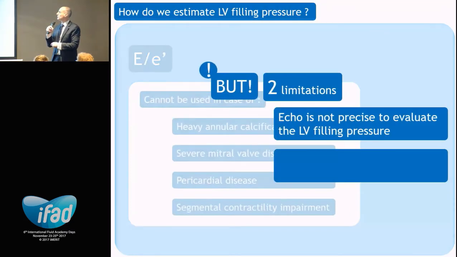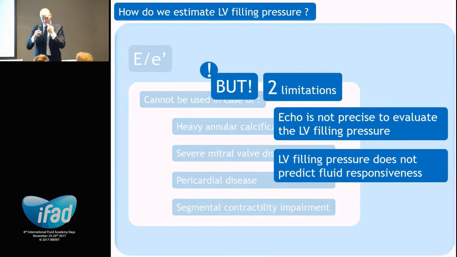Then there are two limitations to these markers of preload, and especially to the E/E prime ratio. First, as we have seen, there is a large gray zone. Echo is not very precise to assess the LV preload. And the second limitation is that this measurement of LV preload does not help you predict fluid responsiveness.